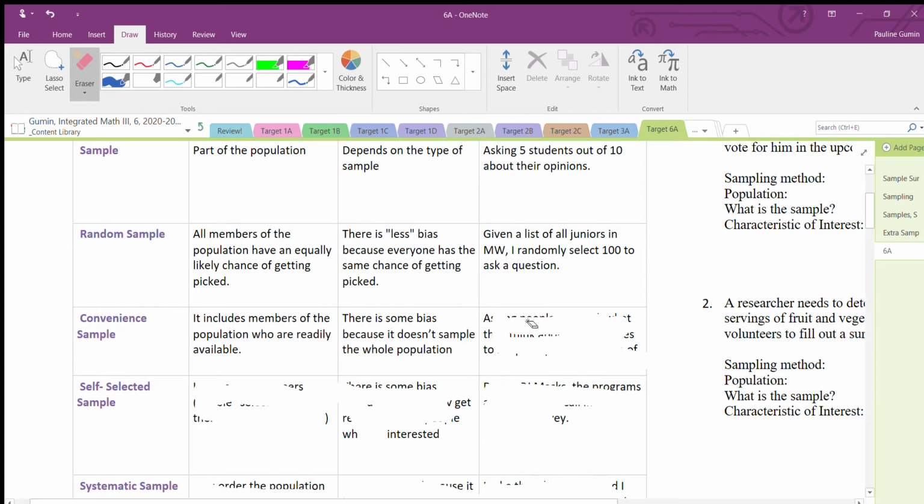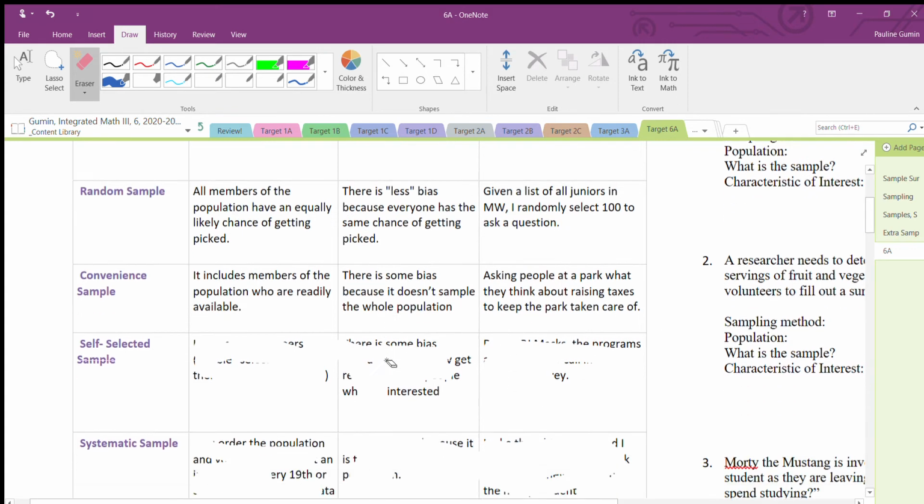For example, asking people at a park what they think about raising taxes to keep the park taken care of. It's convenient to ask those people, but those people are more likely to care about the park than people who are not there. Yes? Yes. So there is some bias to it.